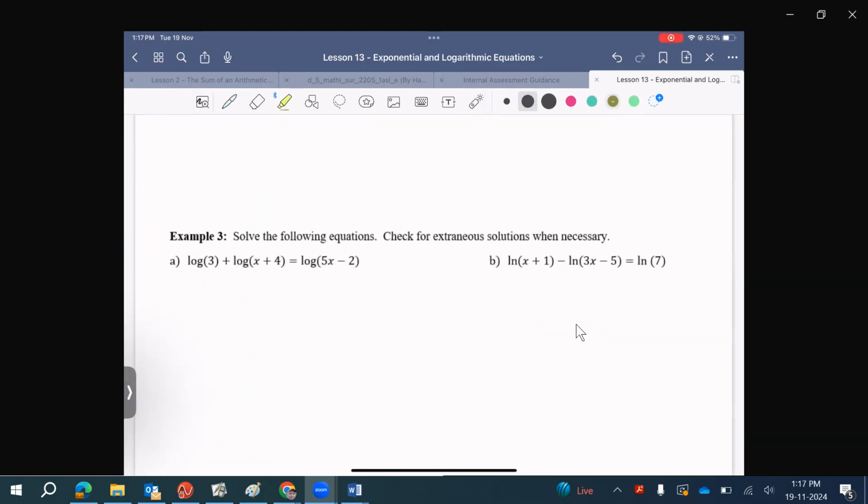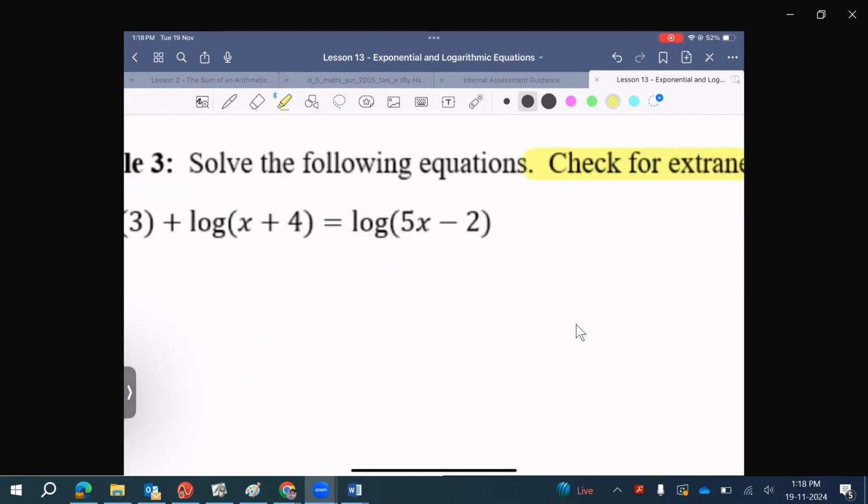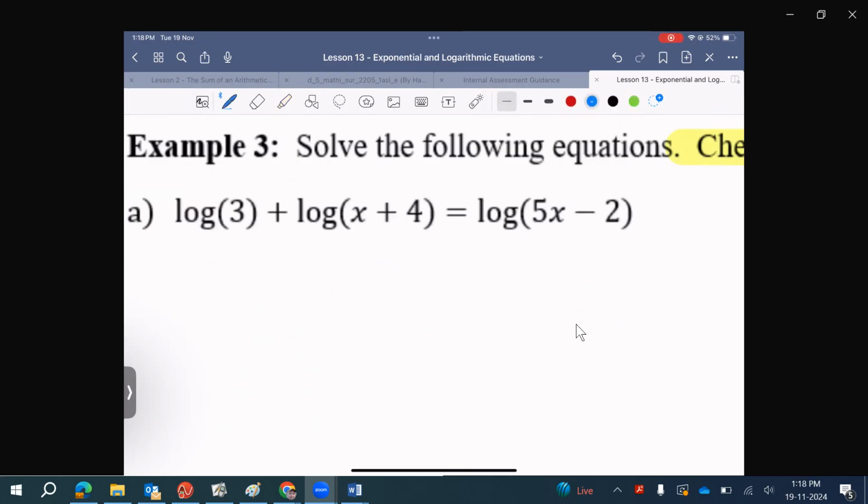Right, so here we're starting to look out for extraneous solutions. Now these are ones that will be not defined for the given expressions that we're working with. So for instance, if we look at the expressions that we've got in this first one, we can say that x has to be greater than minus 4. And this one is x has to be greater than 2 over 5. So this one doesn't really matter because this one supersedes it. So you need to watch out for that.